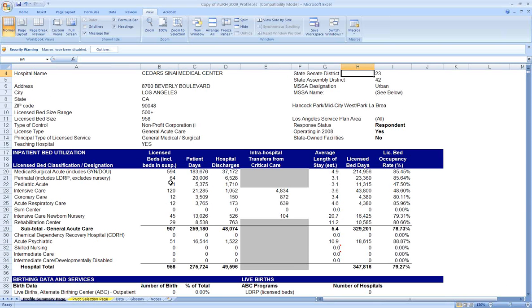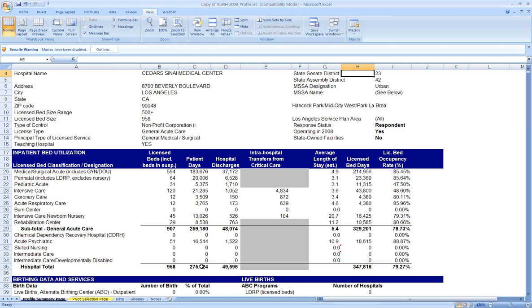So licensed beds gives you a sense of the number of beds that the hospital is licensed to operate, which is different from the number of beds that the hospital actually operates, if that makes sense. So just because a hospital has 900 beds that it's licensed to use does not mean that patients will fill all 900 beds every day. So the licensed beds is simply an indication of the number of beds that at maximum the State Department of Public Health allows them to operate.